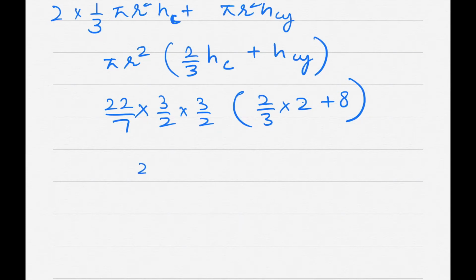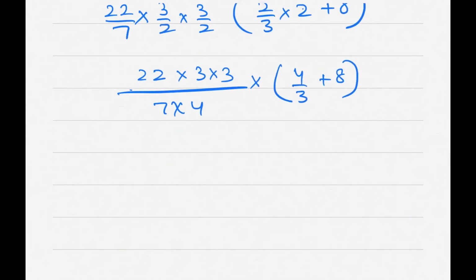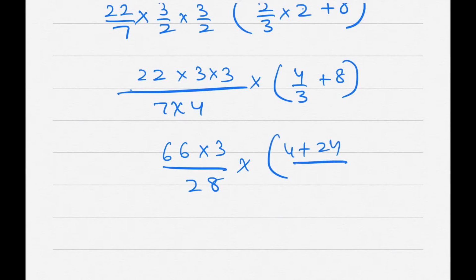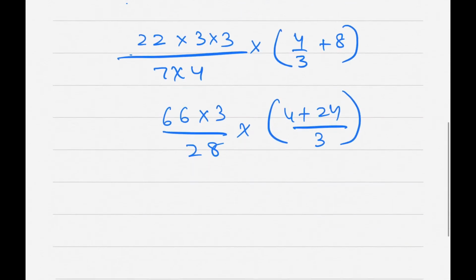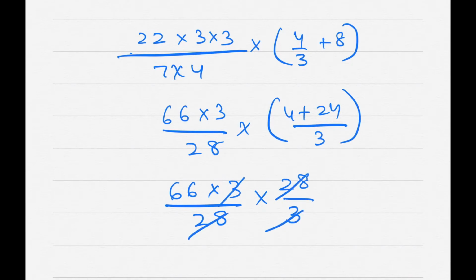Okay, let's do, so 22 into 3 by 7 into 4 into, now this is equal to 4 by 3 plus 8. Okay, so I'll have to take the LCM. Now 66 into 3 by 28 into 4 plus 24 divided by 3. I took the LCM 3, so that way, so 66 into 3 by 28 into 28 by 3, so this gets cancelled, so I get 66.